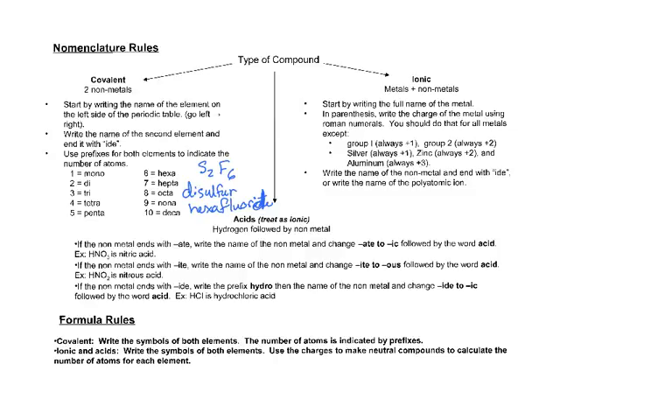So for example, let's say that I have NaF. So you would write the name of the first one, sodium, write the name of the second one, end it with IDE, so fluoride. The metal is in group 1, so that's it, you're done.